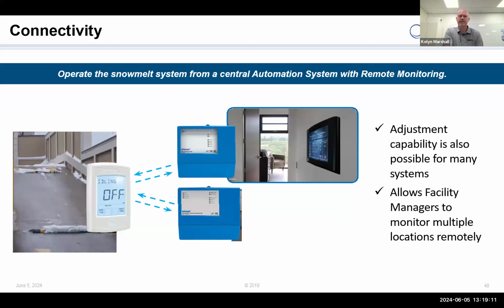Smart and connected. Most of the smart connected controllers allow me to log in on my phone. I can be remote. I can see what the system's doing. If it's a secondary home, for example, and I'm going up on the weekend, I can remotely turn on the system to melt ahead of time. I can remotely turn off a system to get it to stop if I'm not going to be there. A lot of good connectivity control points with the smart controls.